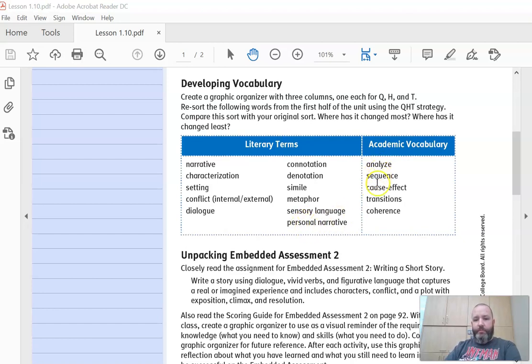Analyze, sequence, cause and effect, transitions. Ooh, here's one we might not know. Coherence, I think we mentioned that in an earlier lesson, but coherence is how everything fits together.